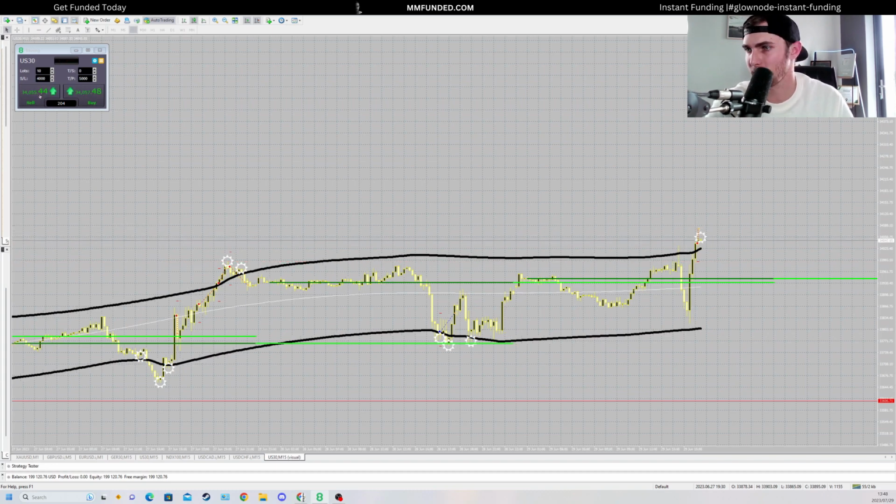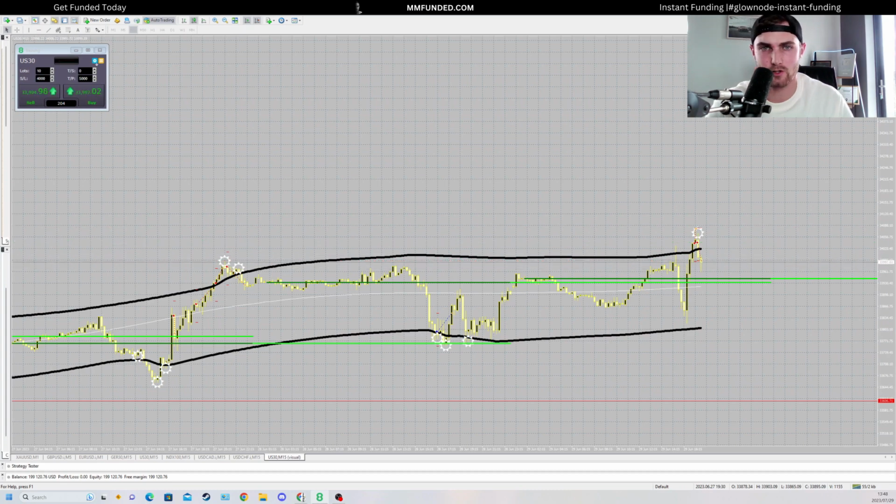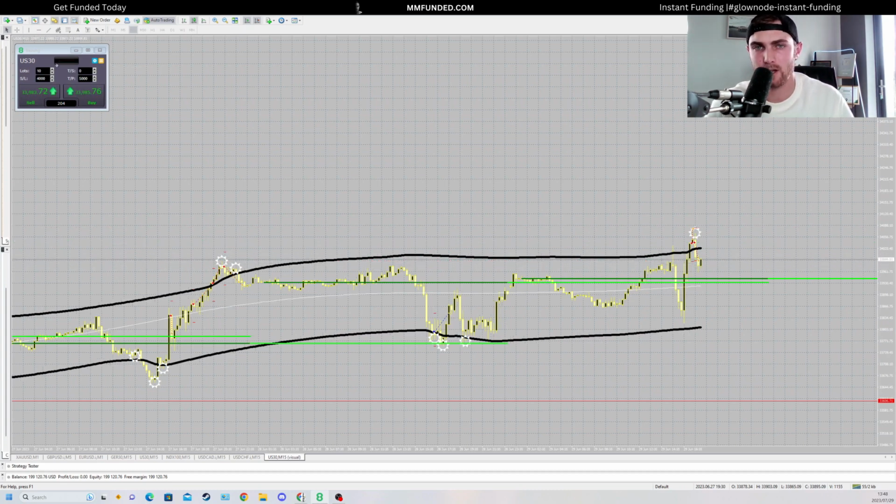Okay, stopped out. That's okay. We'll take that sell. And we TP on that trade. So that is okay. We got stopped out on the first trade, just wicked out. Maybe stop loss was a bit tight.